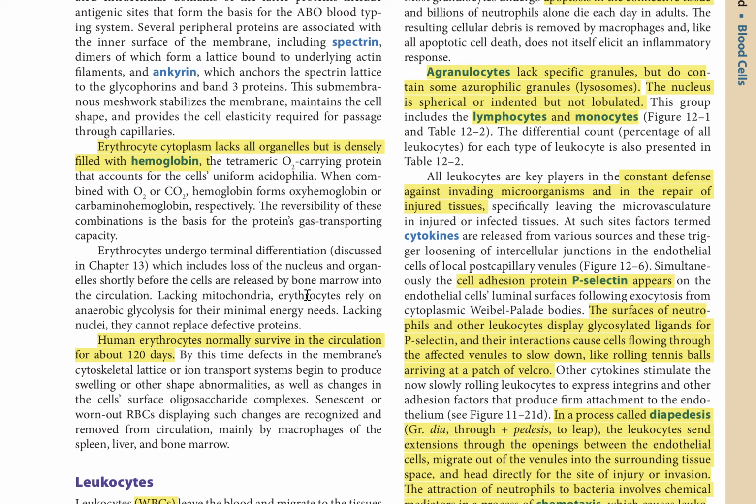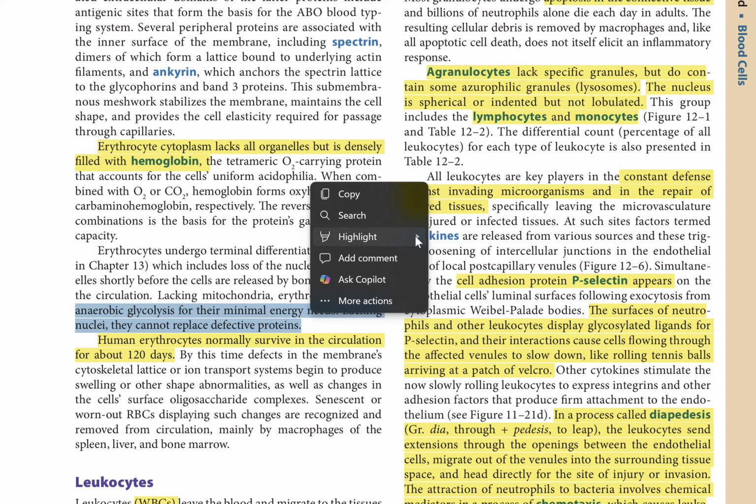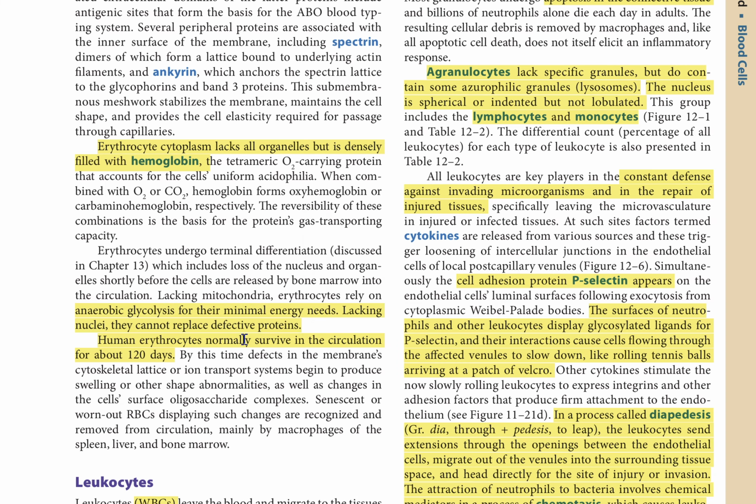Lacking mitochondria, erythrocytes rely on anaerobic glycolysis for their minimal energy needs. Lacking nuclei, they cannot replace defective proteins. Human erythrocytes normally survive in the circulation for about 120 days.